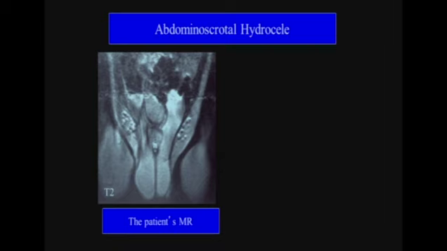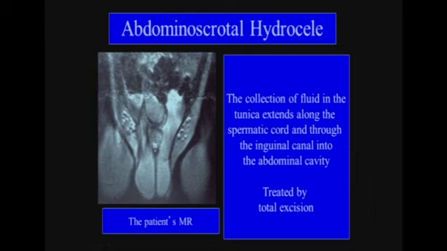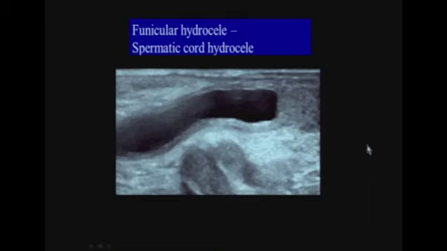This is the patient with abdominoscrotal hydrocele. This is an MR from that exam showing how there is fluid in the scrotum and extending all the way up in the peritoneum on the left side and also the right side. Not as well seen on the right side in that case. The collection of fluid in the tunica extends along the spermatic cord and through the inguinal canal into the abdominal cavity. This is treated by total excision. This is an abdominoscrotal hydrocele. And that's just to show you that it gets bigger if you compress it.